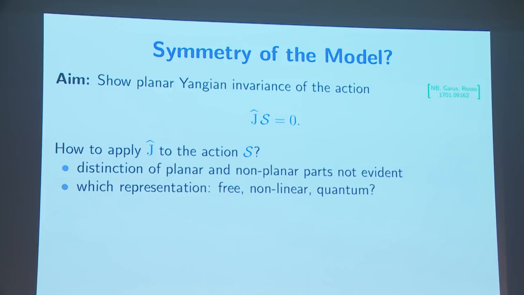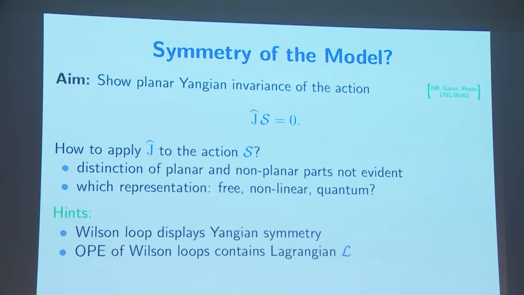But the question was for a long time, how can you apply this symmetry generator to the action in order to verify this statement? In particular, if you look at the action of a gauge theory, it's hardly clear what you mean by the planar or non-planar contributions to the action. How can you distinguish them? That's relevant because you expect integrability to be there only in the planar limit, so whatever statement you make must only be valid in the planar limit. And also, which representation of the symmetry should you take? Maybe some free representation, or nonlinear, or quantum. How does that work?